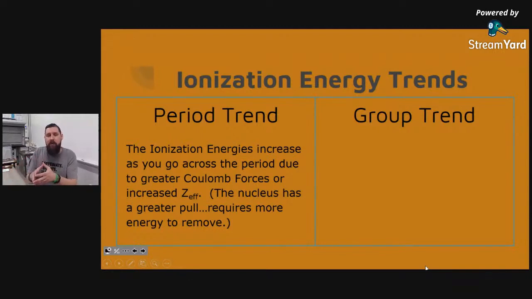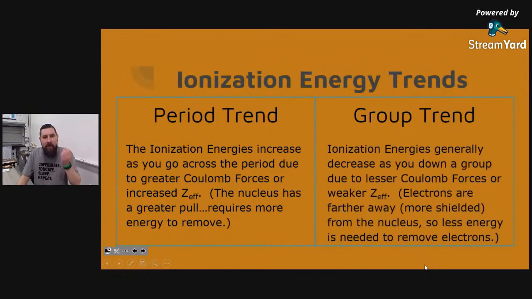Because if we go back to atomic radius, down a column or down a group, radius is increasing. If you go back to Coulomb's law, as radius increases, force of attraction decreases. And because that force of attraction decreases, this means ionization energy generally is going to decrease as you move down that group, because we've got lesser Coulombic forces, lesser ZEF or weaker ZEF.